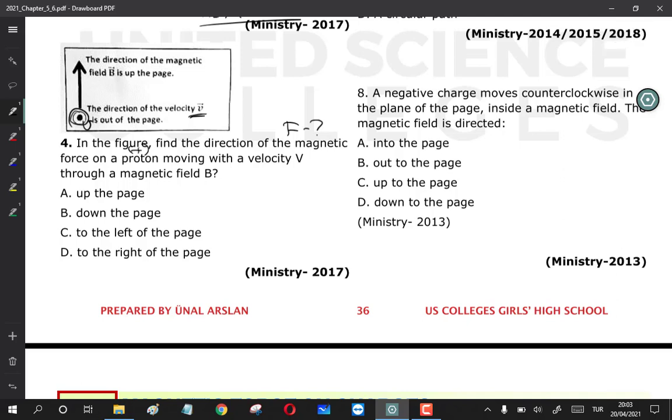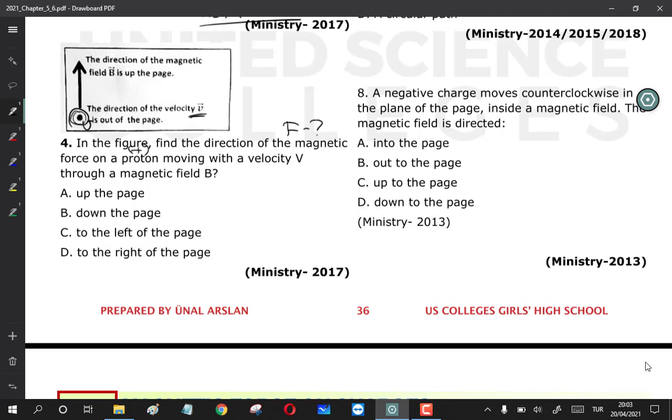So you are going to use your right hand rule. First show the direction of the magnetic field, which is up to the page. Forefinger must show up to the page of your book. And then after that, you are going to show the velocity vector, which is the direction of the particle's motion, out of the page. Your thumb must show out of the page, but don't change the direction of the magnetic field. It is up to the page.